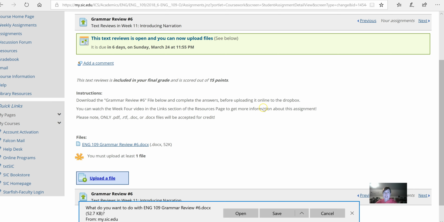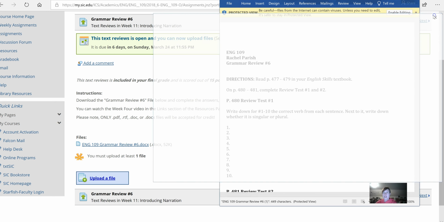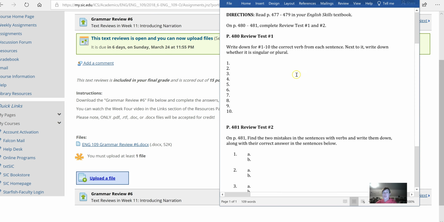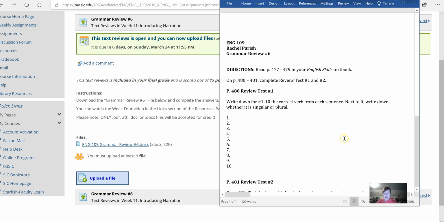If I pull up my grammar review here to show you all, you'll notice it starts on page 480 to 481. You're going to write down the correct verb for each sentence and write down beside it whether it is singular or plural. Singular meaning it is one object, plural meaning it is 2 or more. In part 2, there are 2 mistakes in each sentence with verbs. Write those mistakes down and then write the correct answer next to them. Okay? And that's pretty much it. It's a very short grammar assignment. Shouldn't be too hard.